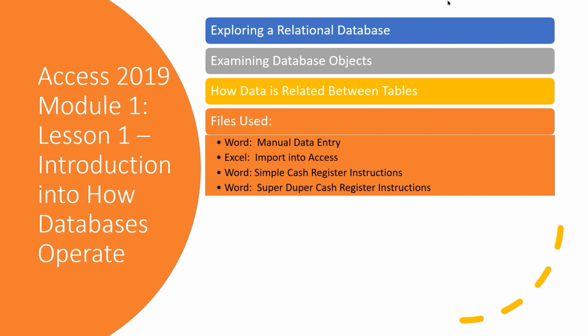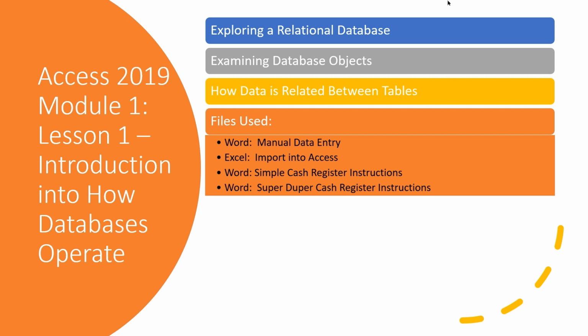Module 1, Lesson 1, is an introduction into how databases operate. We'll get started by exploring a relational database that you will upload into Access once we get into the application. We'll go over the components of a database, known as the database objects, and begin to explore how data is related between tables. We're going to use several files in this module.